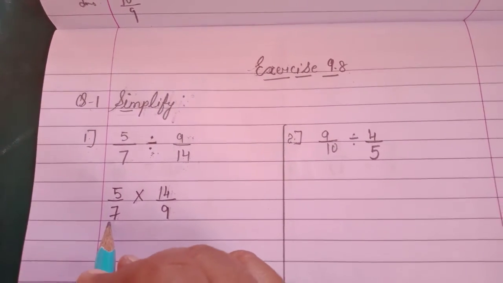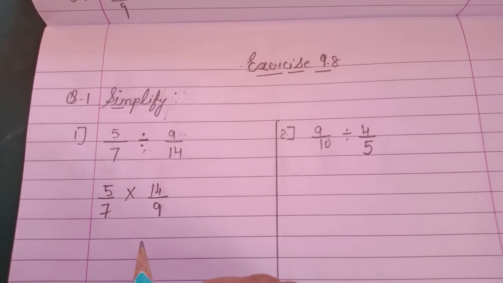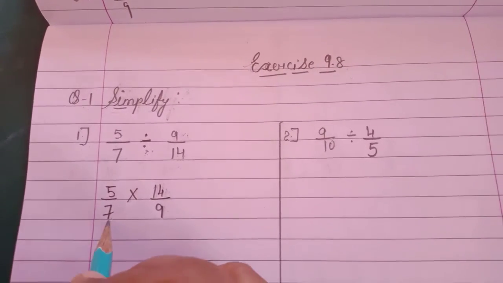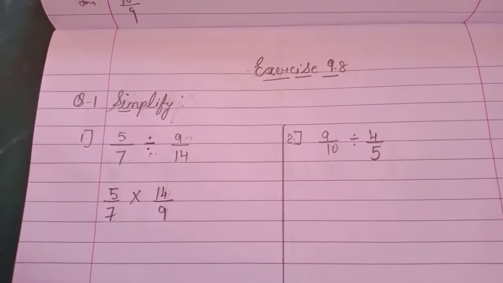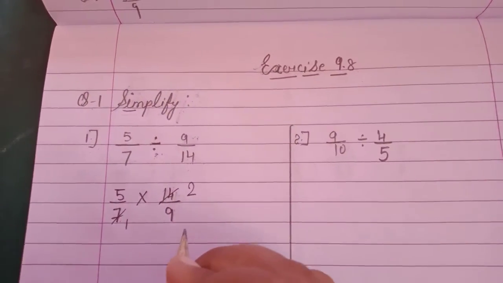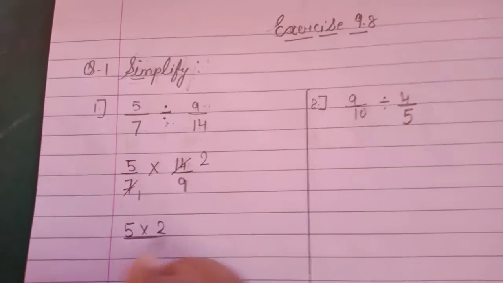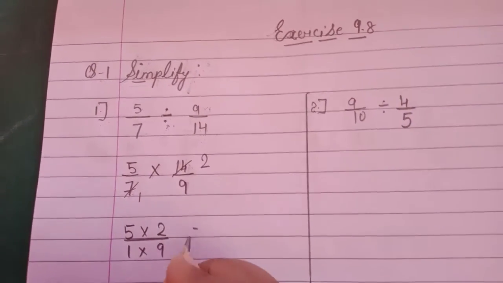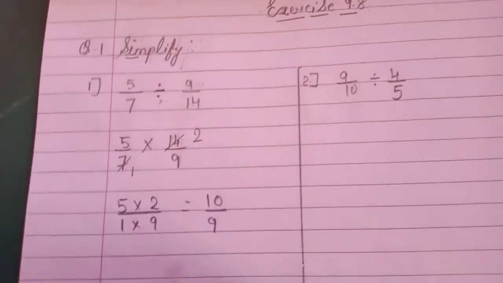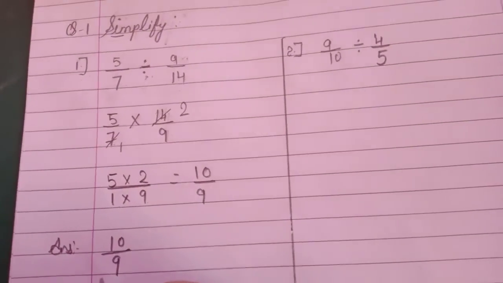Okay, so now we will see opposite, 5 and 9. So 5 and 9 also will not come in the same table. So 14 and 7, so in the 7 table 14 will come. Yes, so 7 1s are 7, 7 2s are 14. So now we will multiply 5 multiply by 2 upon 1 multiply by 9. So 5 2s are 10. Then 1 9s are 9. So our answer is 10 upon 9.